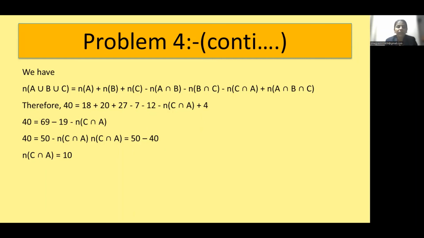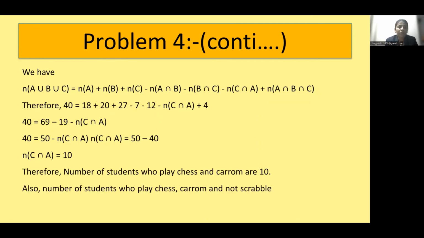Okay. Now n of C intersection A means what? This is the number of students who play chess and carom. Okay, chess and carom. Now, secondly, the number of students who play chess and carom and not Scrabble is equal to n of C intersection A minus n of A intersection B intersection C. So that number is 6.